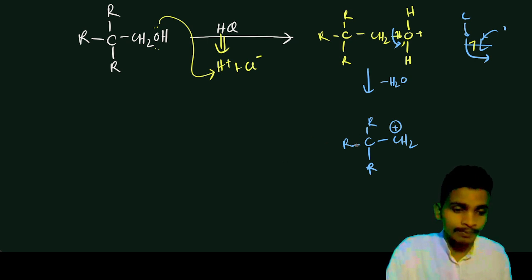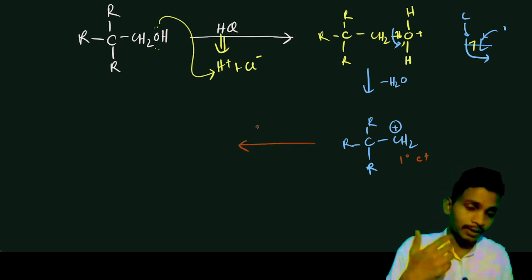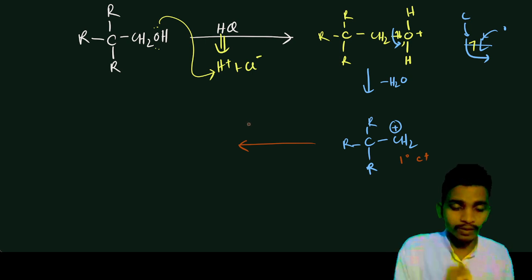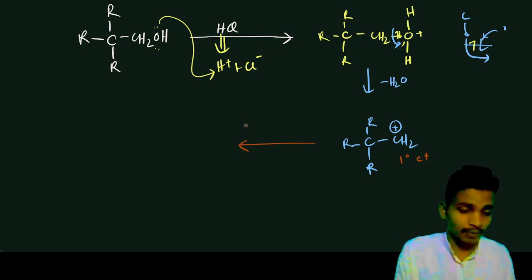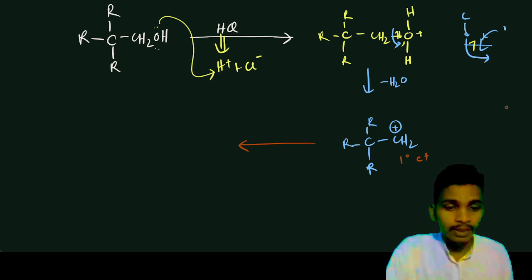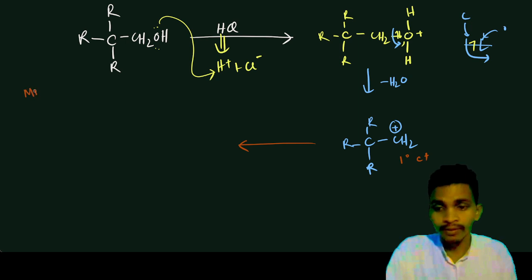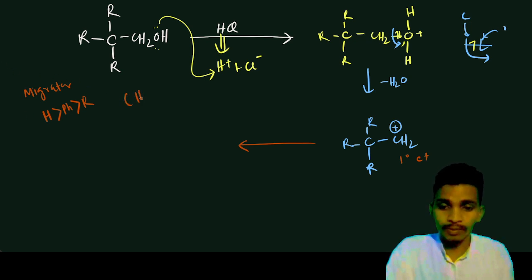Now, since this is a primary carbocation, and whether the medium is nucleophilic or non-nucleophilic, in all cases the reaction will not happen at a primary carbocation. It will undergo molecular rearrangement, a rapid rearrangement. Here we should know the migratory aptitude: first hydrogen, then phenyl, then alkyl groups.